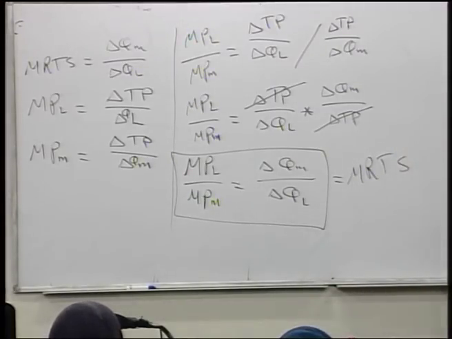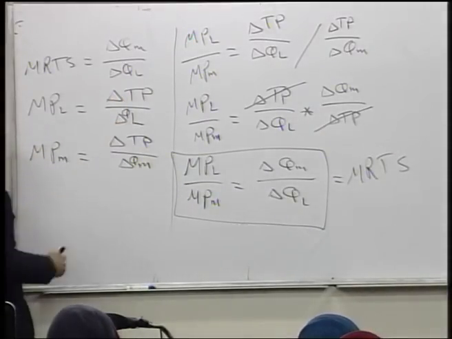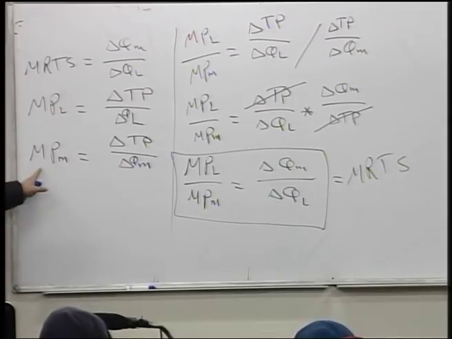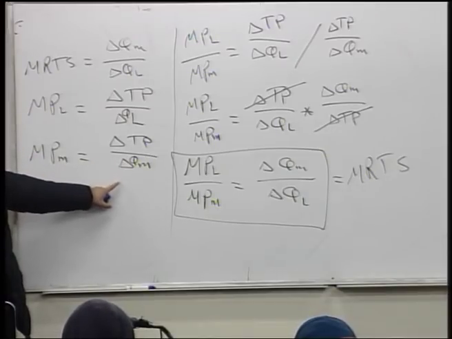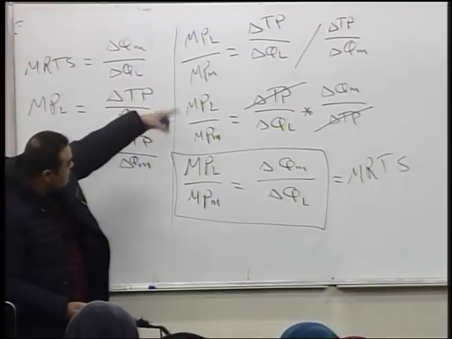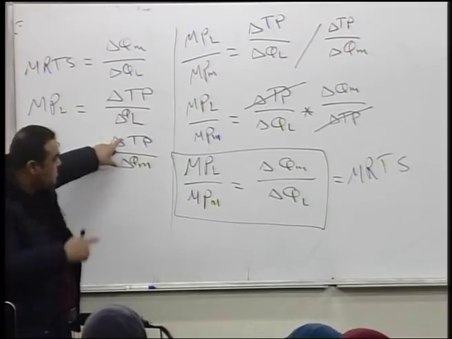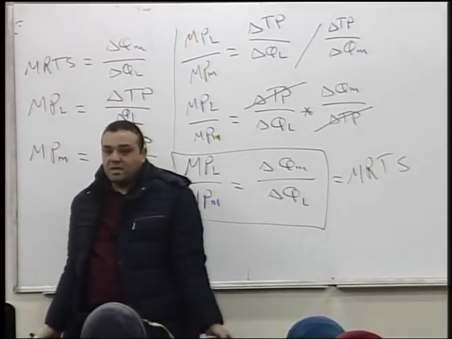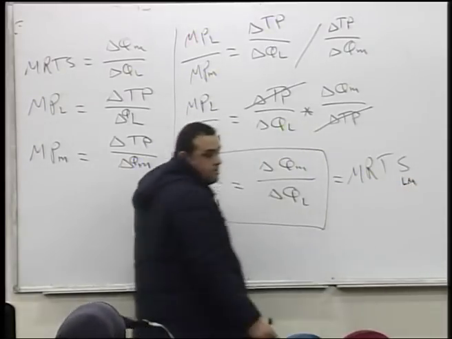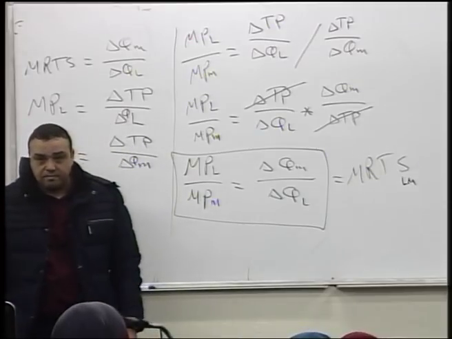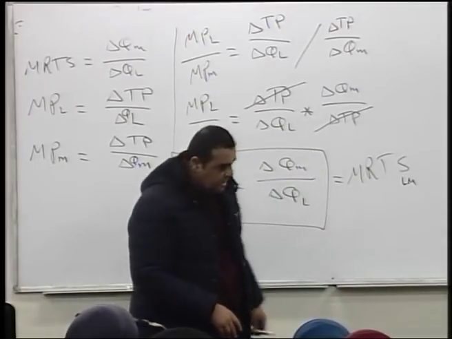Once again, the marginal production of labor equals change in total production over the change in quantity of labor, or L. Marginal production of machines equals change in total production over change in number of machines. We divide this by this, and multiply the change, and this becomes the marginal rate of technical substitution of labor for machines. Okay? Understood? Okay, let's go to something else.